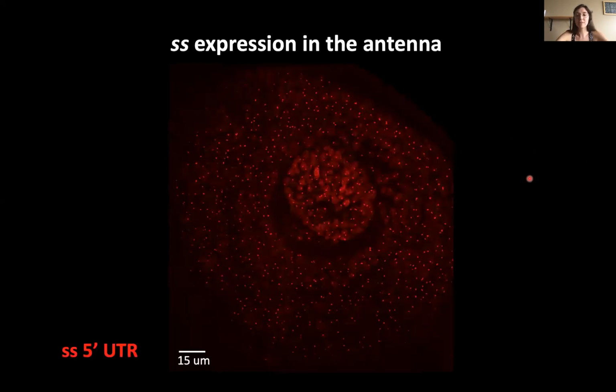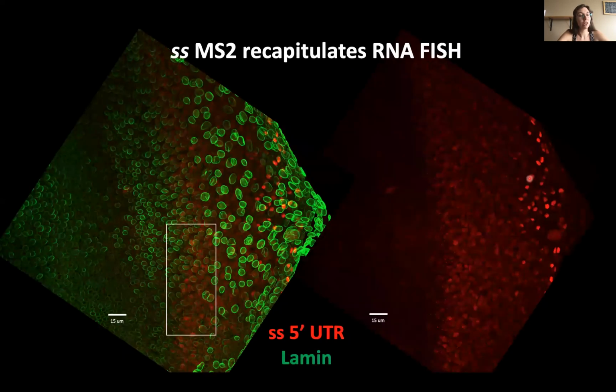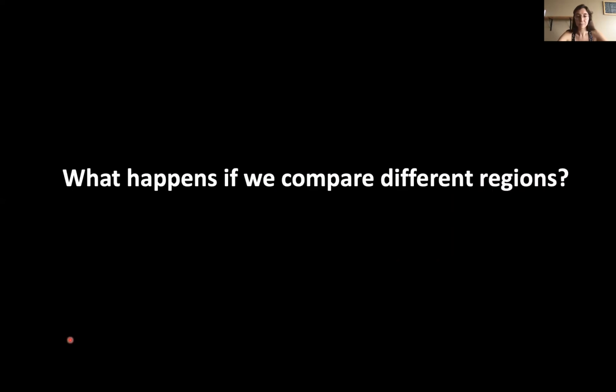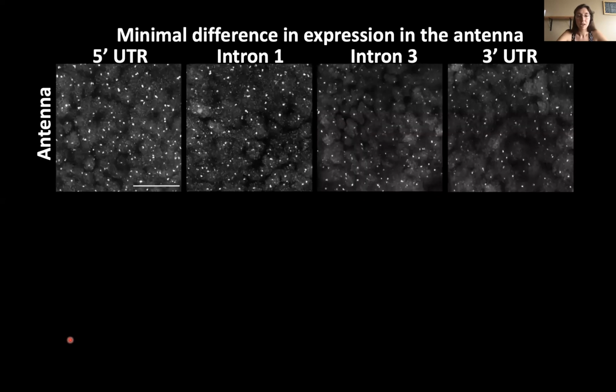Using these lines, we see high expression in the antenna. Similarly, if we look in the early pulse and zoom in on these cells, we see expression of spineless in the precursor cells, recapitulating our RNA FISH results. We next want to know what happens if we compare these different regions of the transcript. If we take a look in the antenna, we see that most of these cells seem to express spineless as we would expect.